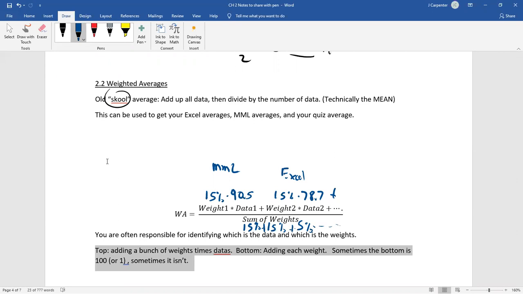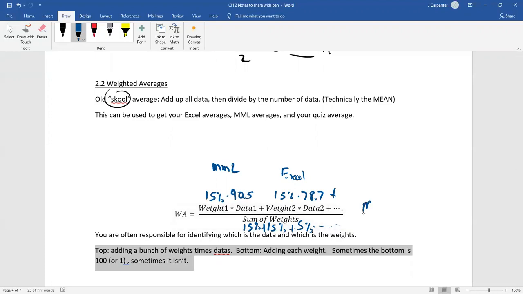Sometimes the bottom is 100, sometimes it isn't, and that's when we're talking about grades. If the class is completed, if you've accounted for all categories, then the bottom, you'd be adding up all 100% of your different grades. Or 1 if you're doing it as decimals instead of percentages. That's what I mean by that. But if you're not talking about a grade system, the bottom can be whatever it wants to be.